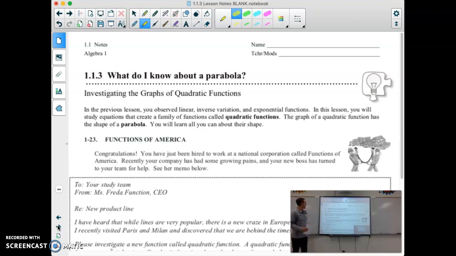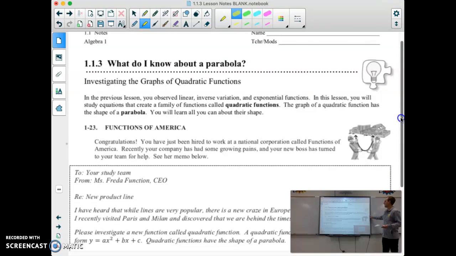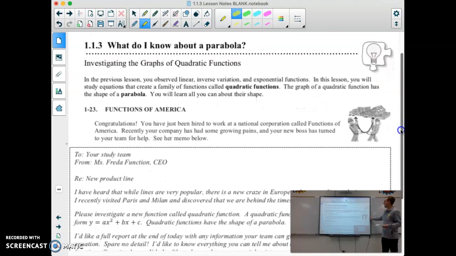All right, so today we are going to be graphing and investigating graphs of quadratic functions. Quadratic functions are graphs that have the shape of a parabola. We're going to try to figure out all we can about that shape today.